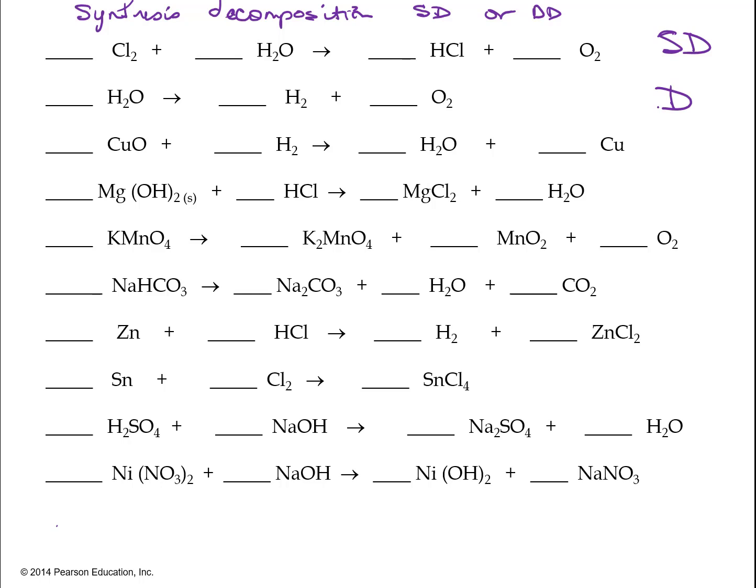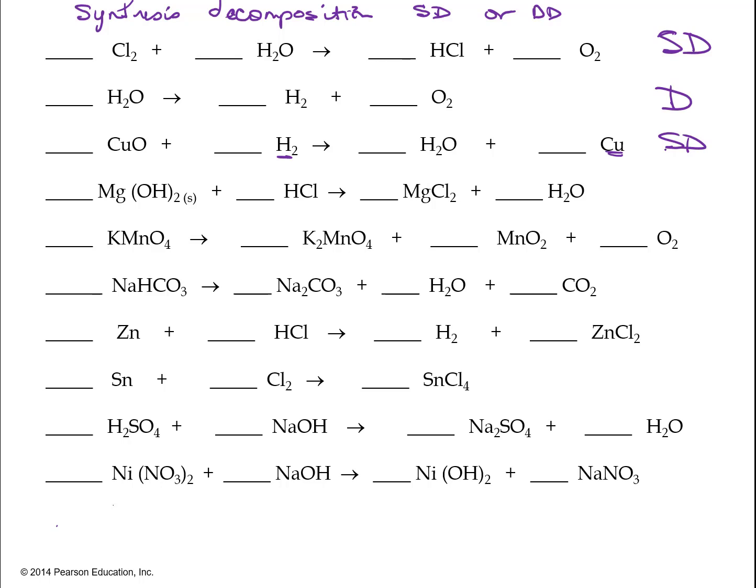So what about this one? CuO plus H2 makes H2O and Cu. What is that one? Well, this is an element and that's a compound. So if you have a compound plus an element, then it's always single.